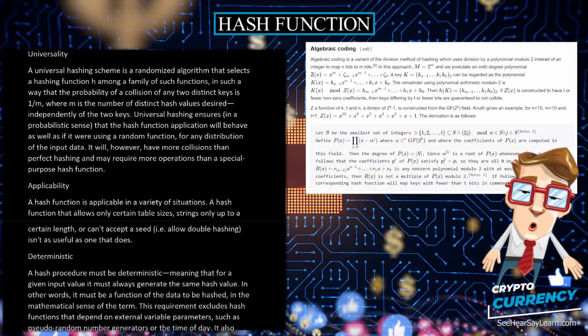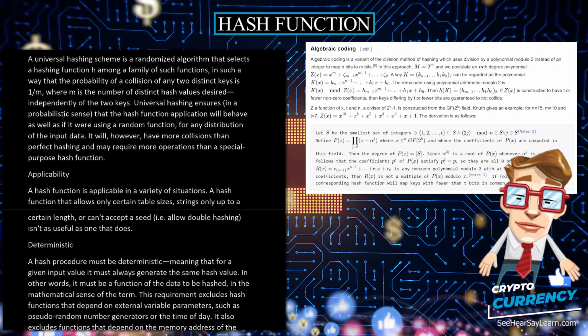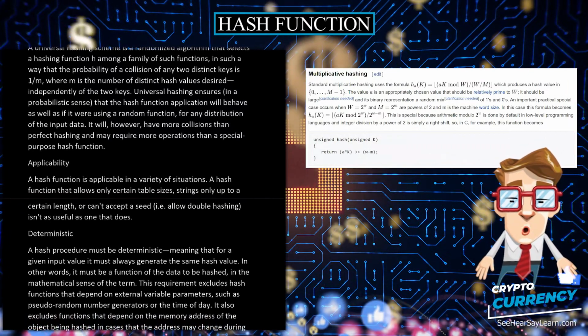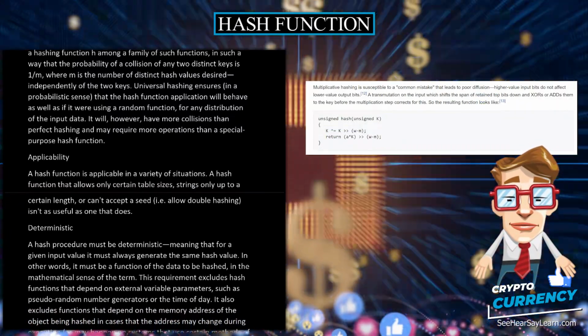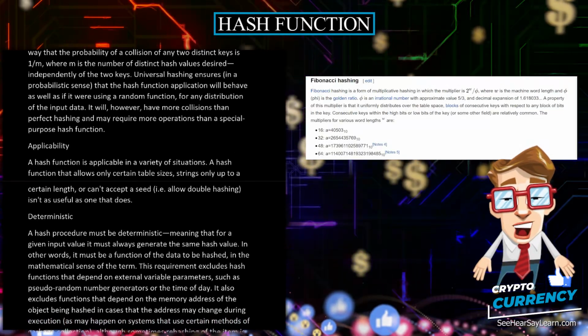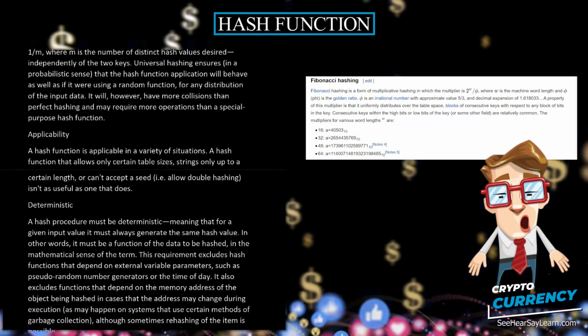It also excludes functions that depend on the memory address of the object being hashed in cases that the address may change during execution, as may happen on systems that use certain methods of garbage collection, although sometimes rehashing of the item is possible. The determinism is in the context of the reuse of the function.